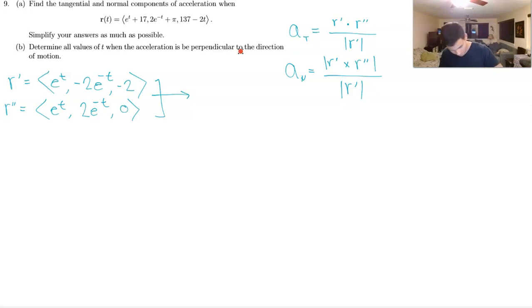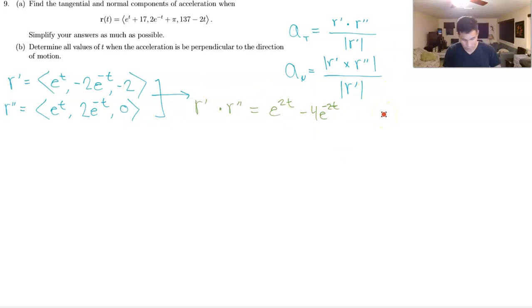So I'll do this in green. r prime dotted with r double prime. What is that? So it's this guy times this guy, which is e to the 2t. And by the way, the dot product produces a scalar. So r prime dotted with r double prime, we get e to the 2t. Then we get plus this guy times this guy, which is just going to be negative 4e to the negative 2t. And then this guy times this guy, which is 0. So this is the dot product right here.